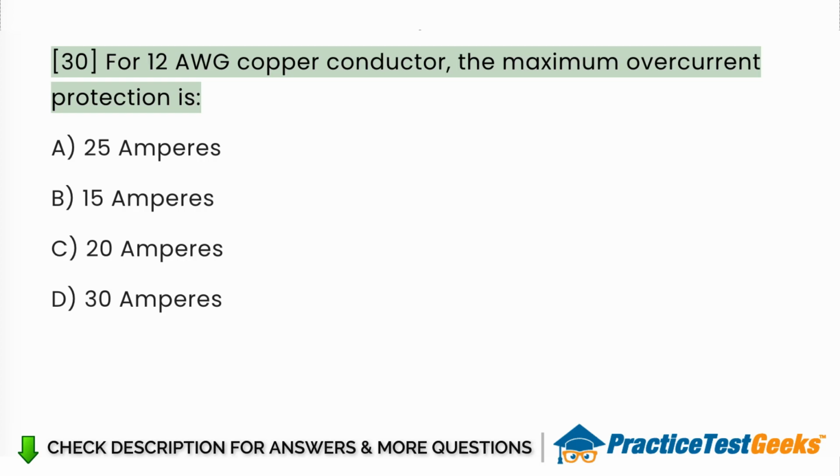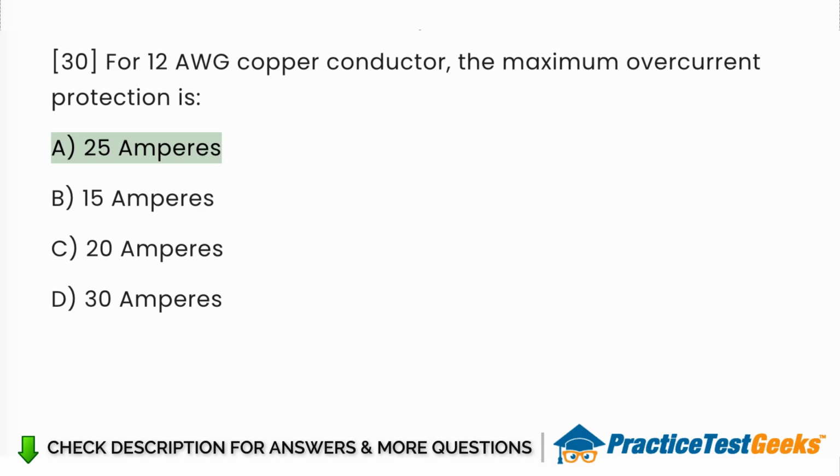For 12 AWG copper conductor, the maximum overcurrent protection is ___ A. 25 amperes. B. 15 amperes. C. 20 amperes. D. 30 amperes.